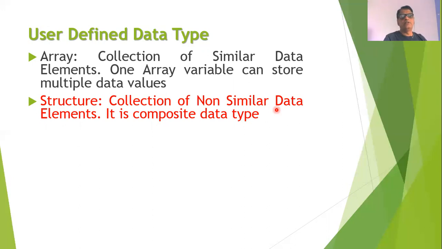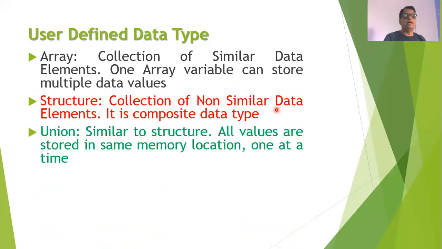So you can say that the structure is a kind of composite data type. In C, we can easily deal with such a data type by declaring it as a structure. Union is another user-defined data type. Union is very similar to a structure, but the only difference is that in union, all the values are stored in the same memory location.